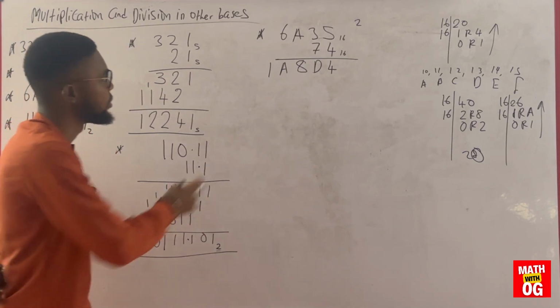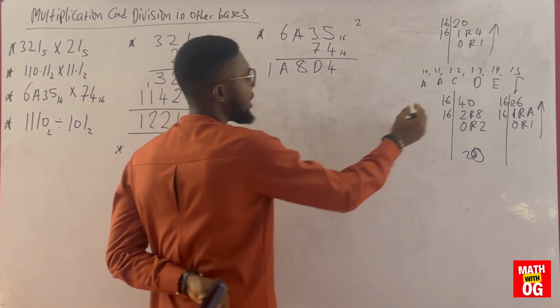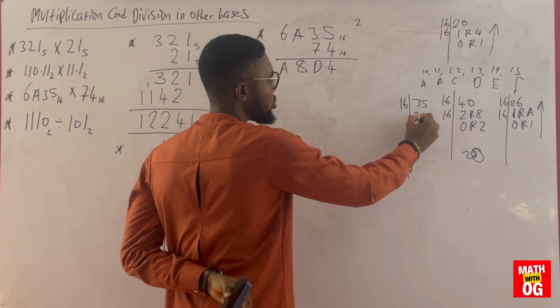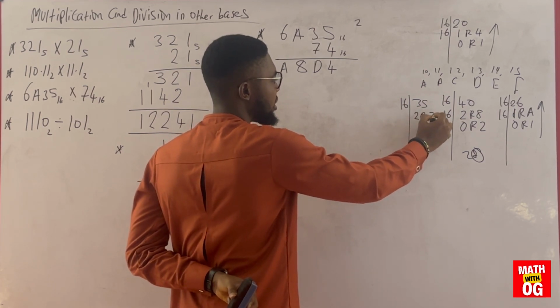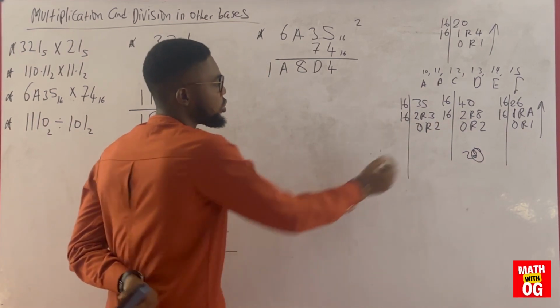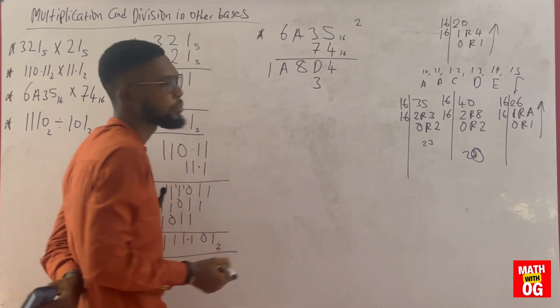Next, we move on to 7. 7 times 5 is 35. What is 35 in base 16? 16 into 35 is 2, that is 32 with a remainder of 3. 16 into 2 is 0 with a remainder of 2. So I have 2, 3. So I put down 3, carry 2.